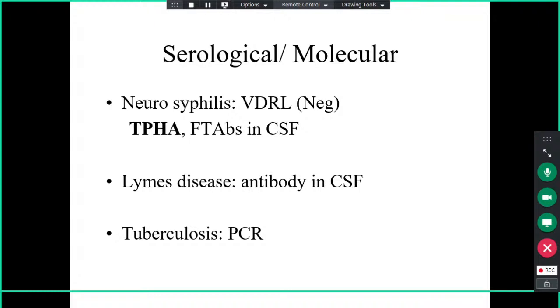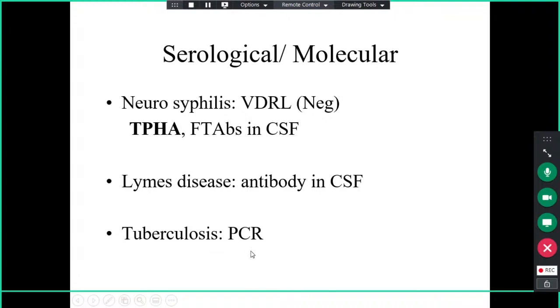Coming to the serological diagnosis for neurosyphilis, VDRL can be negative, but TPHA will be positive. FTA absorption test in the CSF will also be positive. TPHA in neurosyphilis gives good results. It will be positive and persists for a very long time. Lyme's disease we don't see in India, so you can detect antibody in CSF sample.